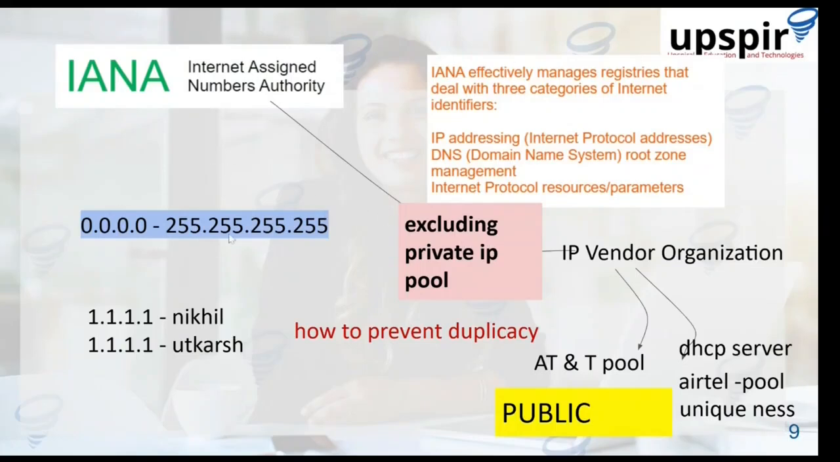IANA also does one thing. From this range, we have extracted some IP address ranges, which we today know as private IP addresses, which are only used in the internal networks of an organization. The remaining IP addresses, so this entire range minus the private IP address pool, becomes your public IP address pool. This public address pool is given to what? IP vendor organizations. They just distribute these IP address ranges to different ISPs, internet service providers, like Airtel, Jio, etc.